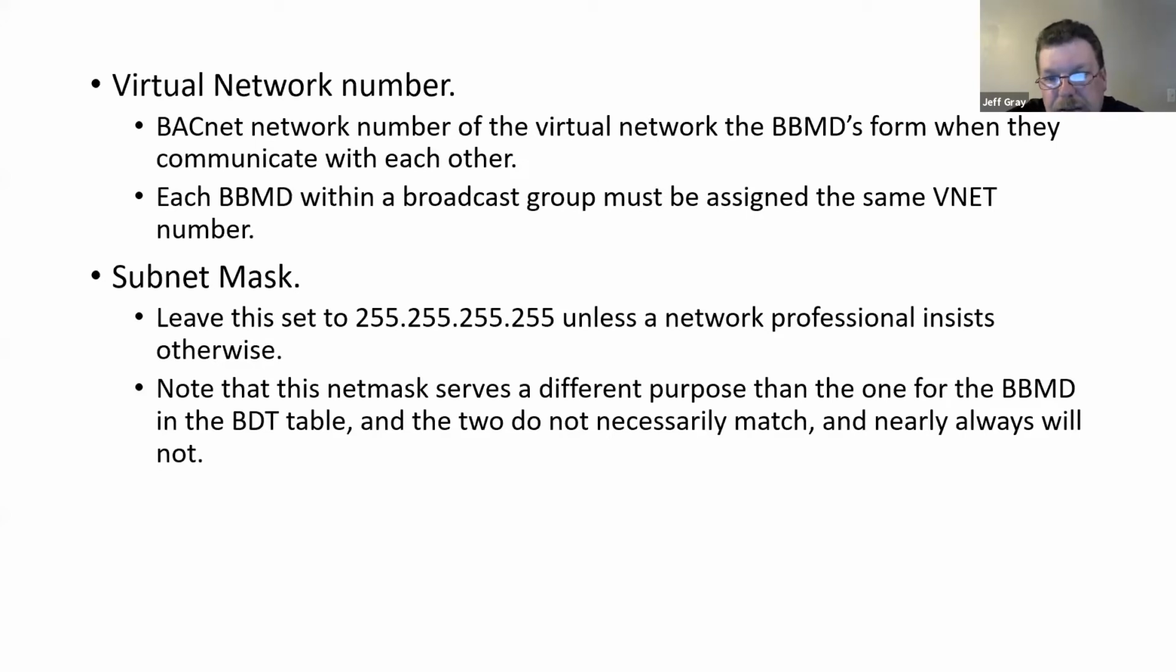Subnet masks, this kind of confused me in the beginning. On your BDT table, you'll enter in the IP address of the other BBMDs that all the BBMDs, all the private clubs, can talk to. It allows you to have a subnet mask in that BDT table. By default, it's 255.255.255.255, so four sets of 255. What that means is that it is a global broadcast on those subnet masks.